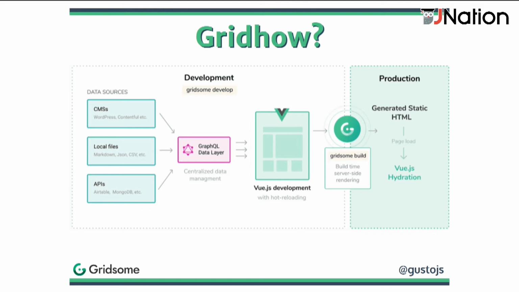Then we grab the data through GraphQL queries on our page and template components, which we'll talk about in a moment. During the development phase, we have access to hot module reload and all other goodies coming with Vue.js out of the box. Finally, there's the build time, and we have HTML and JSON files with the content based on our components. We can automate this process using continuous integration tools.